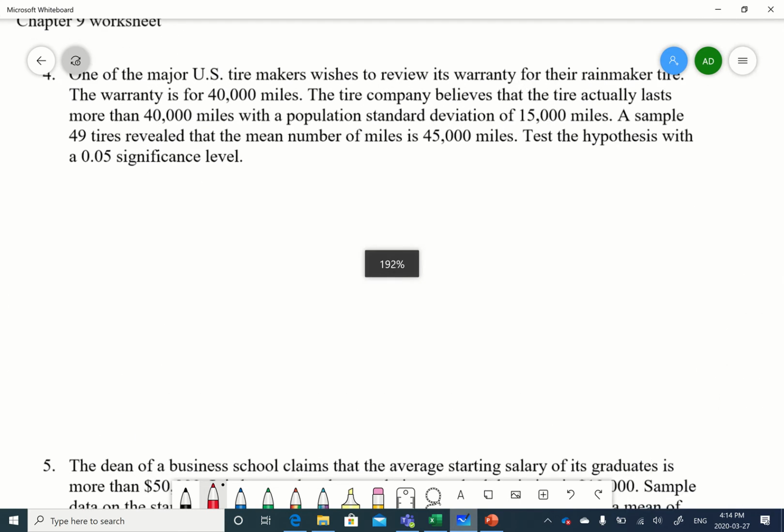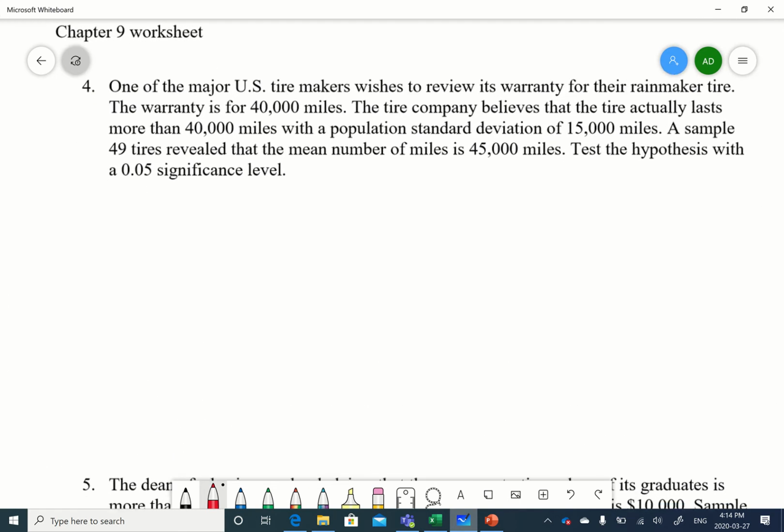Right, let's have a look at number 4. One of the major US tire makers wishes to review its warranty for their Rainmaker tire. The warranty is for 40,000 miles. The tire company believes, here it comes, the hypothesis. They believe that the tire actually lasts more than that.